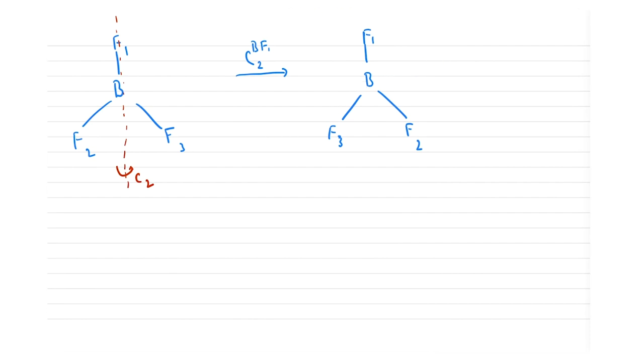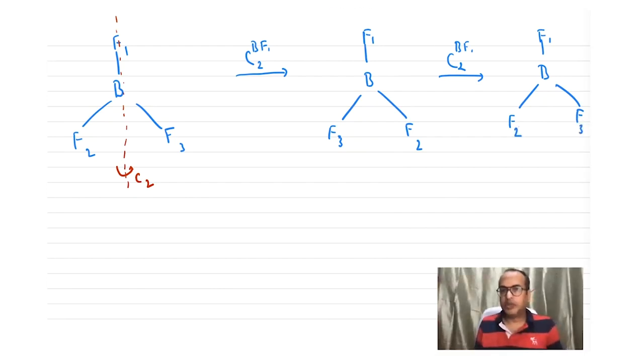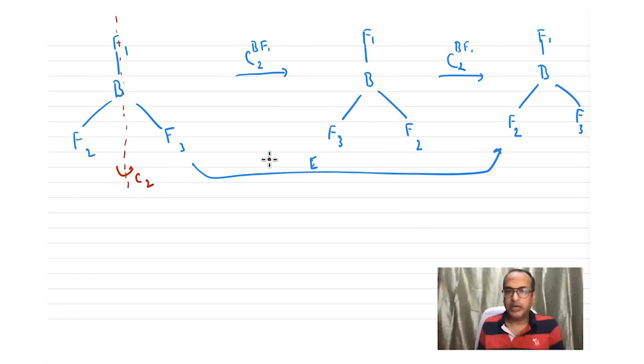Okay. Now similarly, we can keep on doing other operations. So if we continue with C2 BF1 again, we will see that we will get, so I'm not moving BF1. So what should we write here? So this will be 2 now, and this will be 3 over here, right? Because again, F3 will go to F2, F2 will go to F3. Now, if you see this, if you want to go directly from here to here, so C2 done twice will be actually identity operation, right? So C2 done twice will give you identity operation. Okay. So now let's also see what is order of the axis.